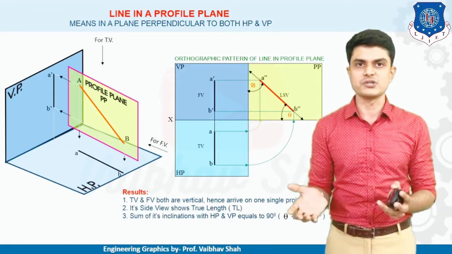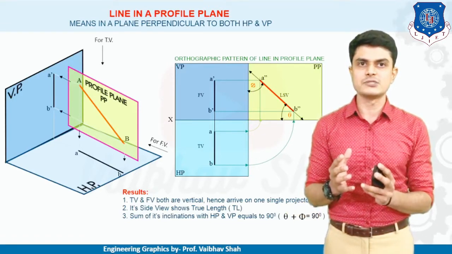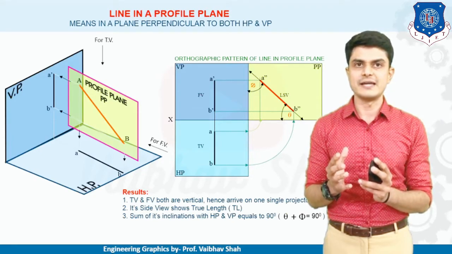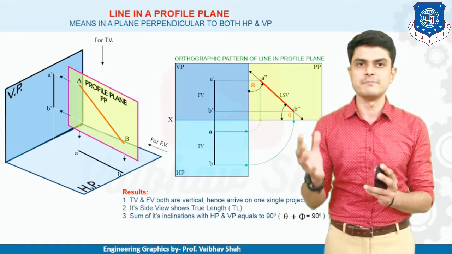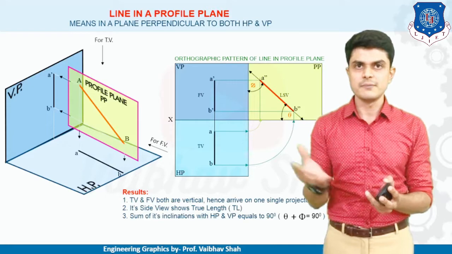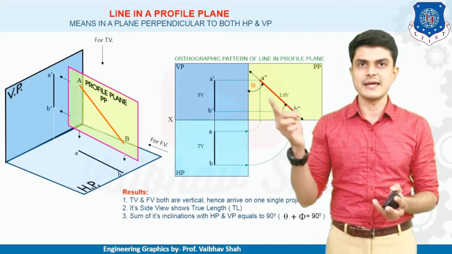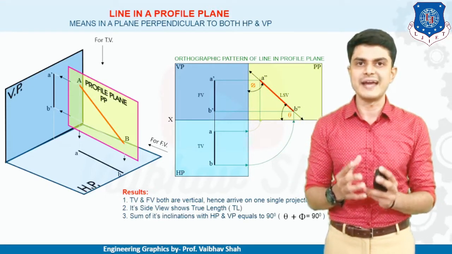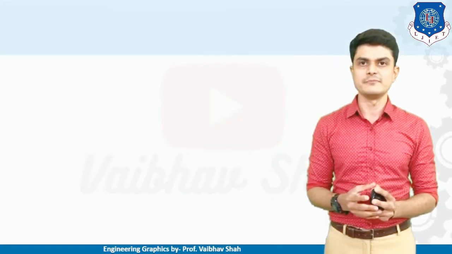And here the summation of theta plus phi, the angles with respect to HP and VP, would be 90 degrees. It is obvious because this is 90 degrees. So this angles' summation must be 90 degrees, right? So let us move ahead.